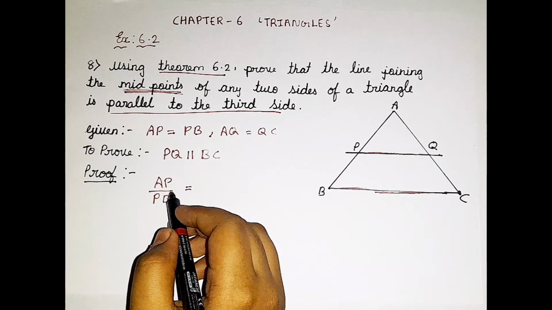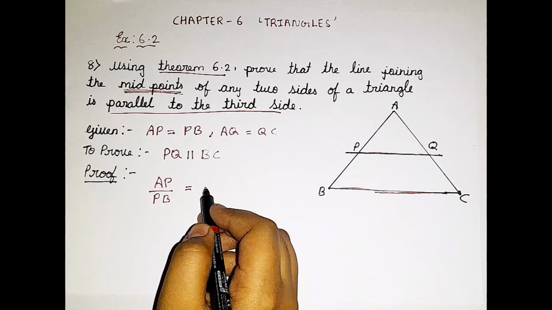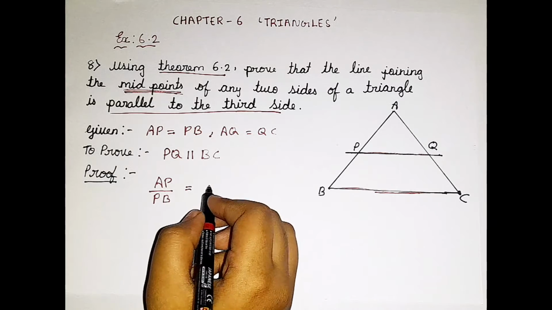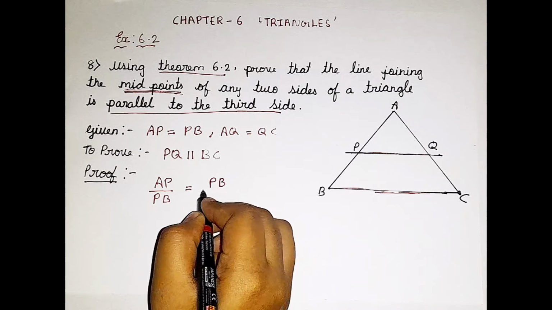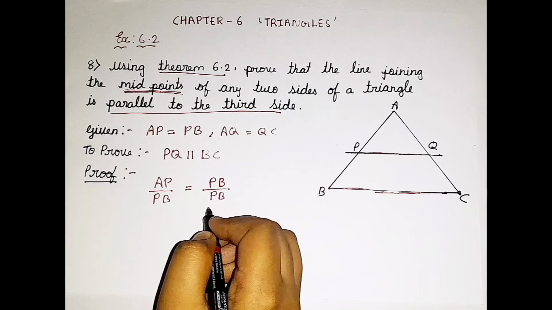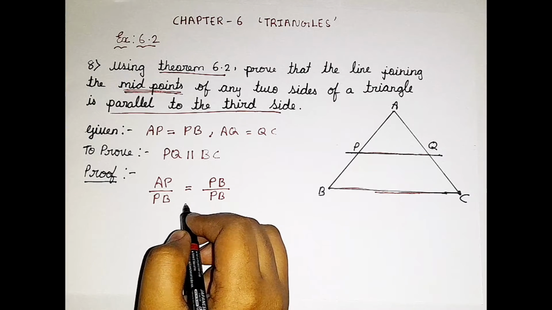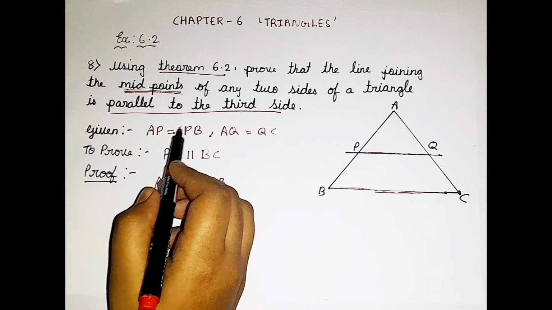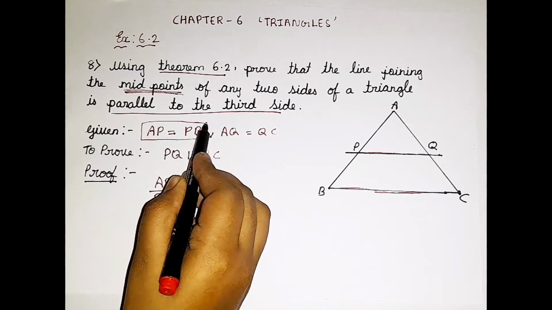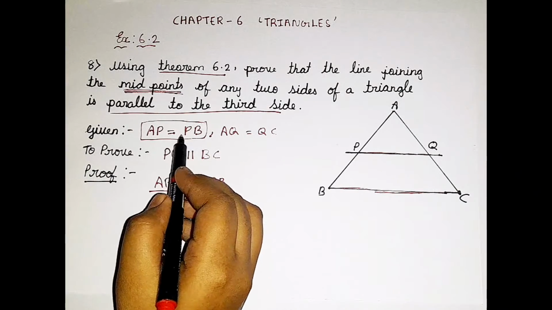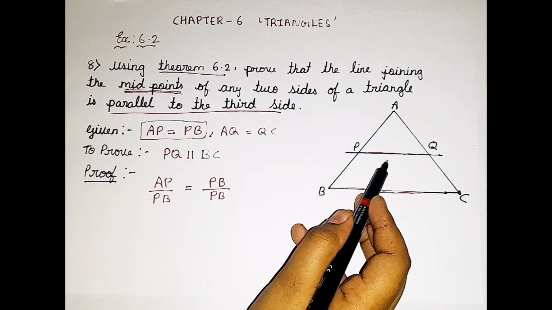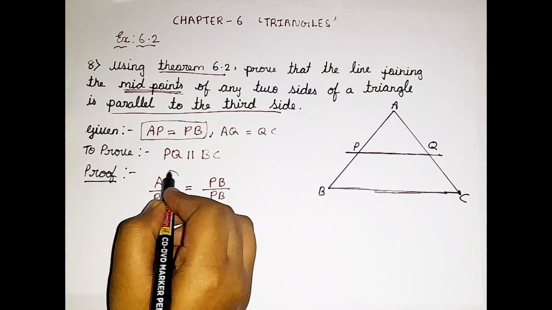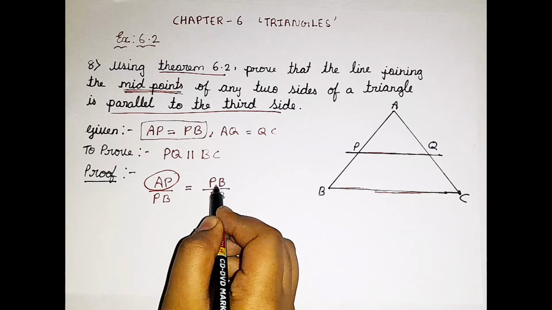So instead what I am going to do is, instead of AP, I am going to be writing PB by PB. So why am I writing like this? Because according to the question, they had already mentioned AP is equal to PB. How did we get this value? Just because we drew the parallel line. So instead of AP, I just wrote PB.